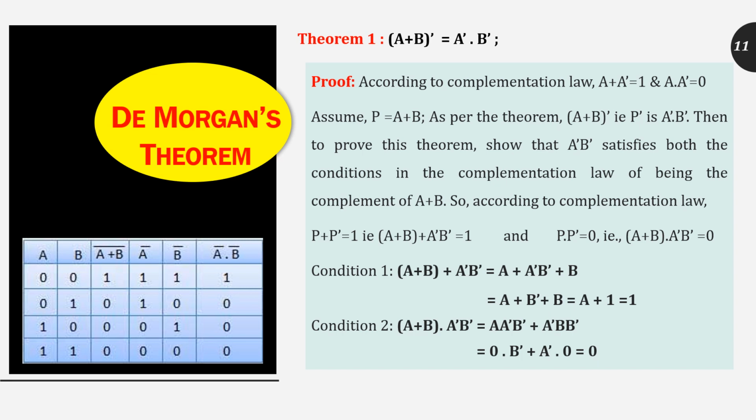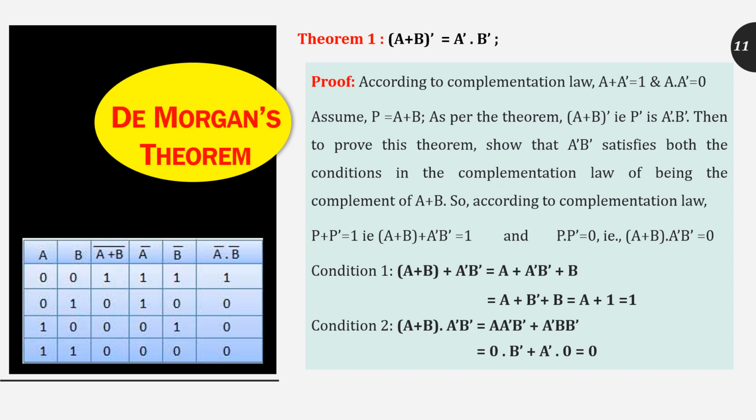First let us look into condition 1: A plus B plus A bar B bar. We need to prove that value as 1. So we are just reordering the terms. We can write it as A plus A bar B bar plus B. Then according to the third distributive law, A plus A bar B is equal to A plus B. So A plus A bar B bar can be simplified as A plus B bar as per the third distributive law. That is A plus B bar plus B.